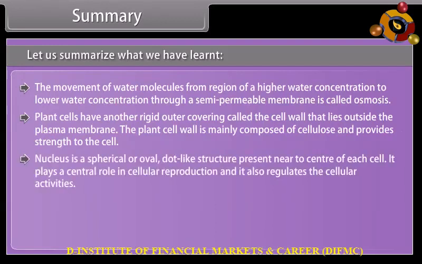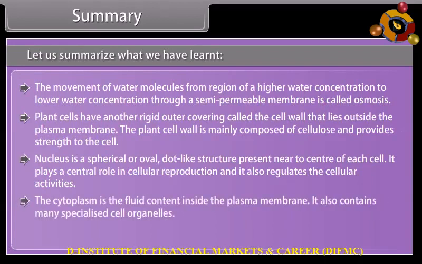Nucleus is a spherical or oval, dot-like structure present near the center of each cell. It plays a central role in cellular reproduction and it also regulates the cellular activities. The cytoplasm is the fluid content inside the plasma membrane. It also contains many specialized cell organelles.